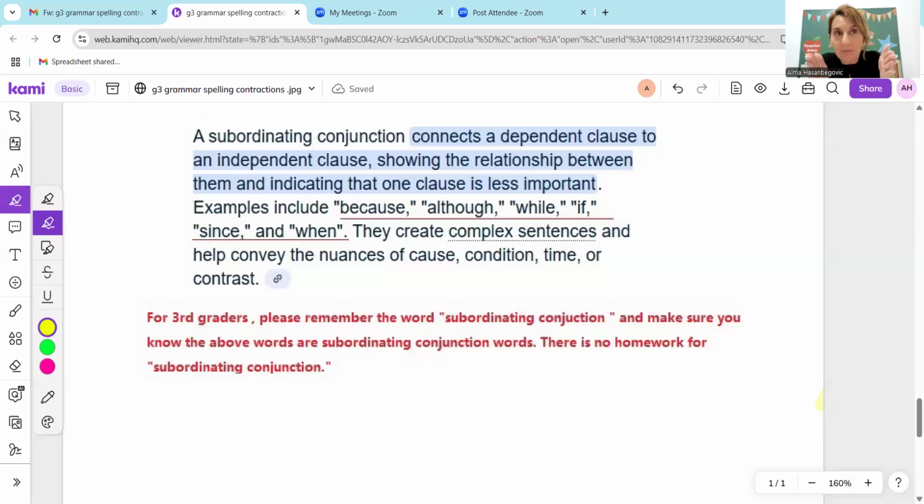Because when you keep that, because of her kindness, what, right? You have this part, because of her kindness, what? You're still waiting for something, right? Okay, because of her kindness, what? What's supposed to come after that? That means that because of her kindness is a dependent clause.